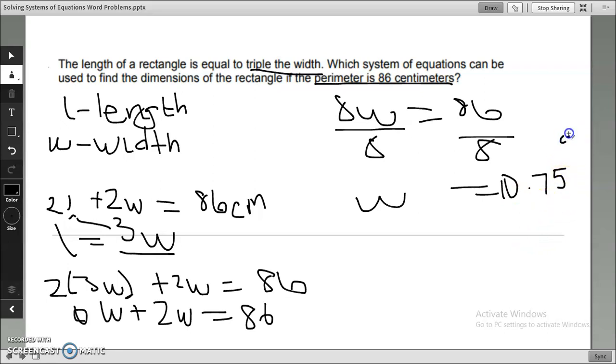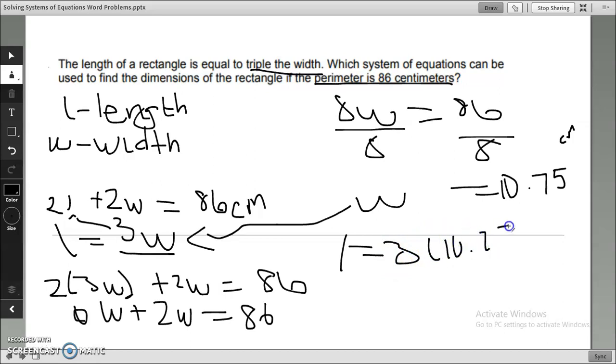Don't forget that. All right, so now I can go back and find the length, and I'm going to plug it in. This one, this is definitely the easiest one to plug it into, right? So that's L is equal to 3 times 10.75. And so I get the length is 32.25 centimeters.